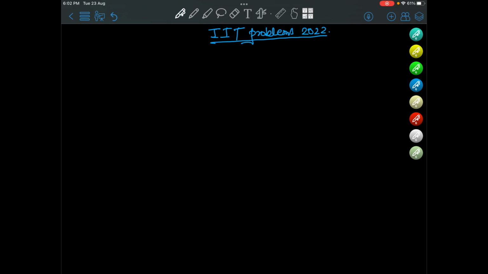Hello everyone. In this lecture, we are going to solve some of the problems which were asked in the IIT examination of 2022. So let's start with the first problem, which was log 2 base e, d/dx of log of cosec x with base cos x. We can see that log 2 with the base e is a constant.